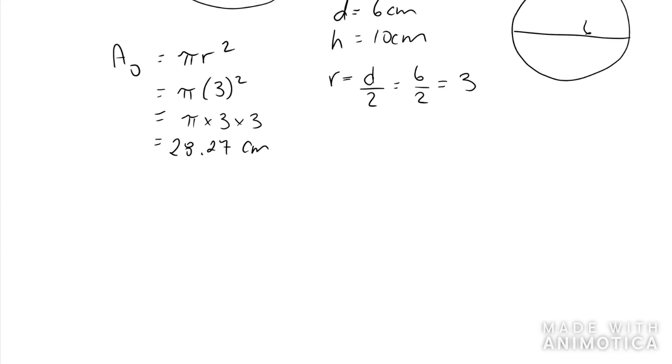Remember, our rectangle, we have the height, but we need the length. And to find the length, we need the circumference. So circumference is 2 pi r. We already know our r is 3, so it's 2 times pi times 3, which gives us 18.85 centimeters.